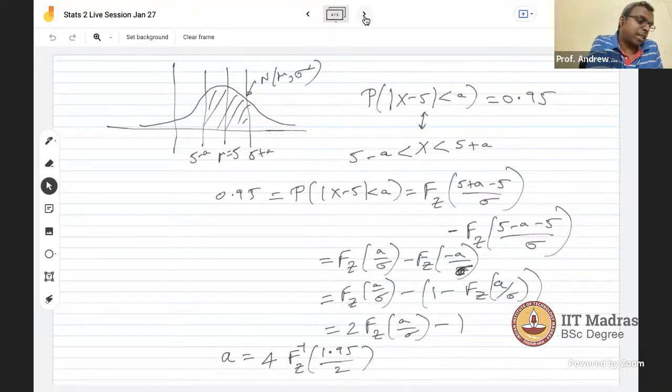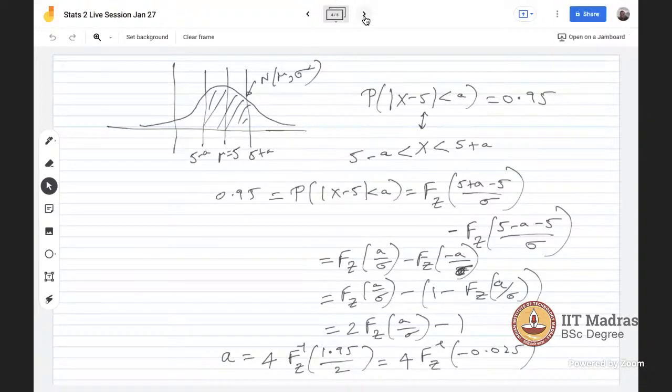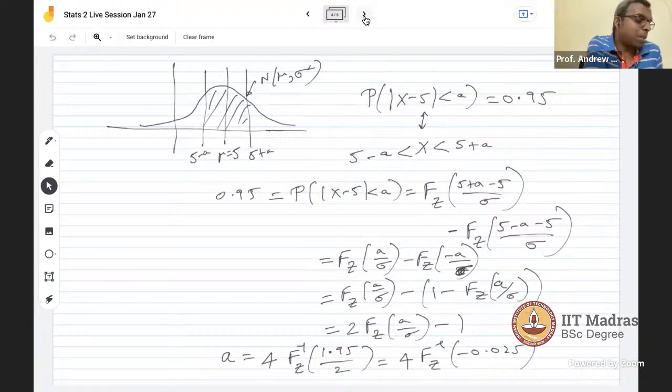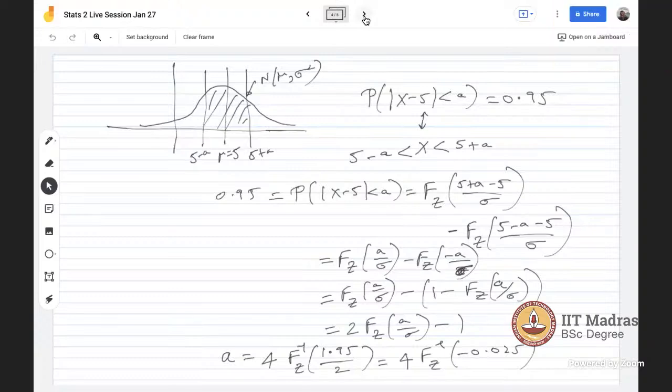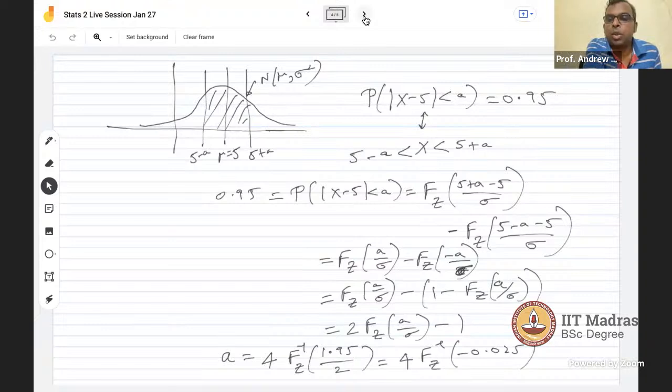In fact, you can get this as 4 times Fz inverse of 0.025. Do you agree? Is this correct? Are both these things the same? Sir, how did 4 come? That's sigma. Sigma is 4, and a by sigma is this. I'm just swallowing a few steps. I'm expecting that you will work it out on your own and convince yourself that that's true.